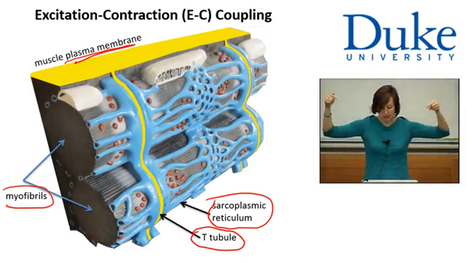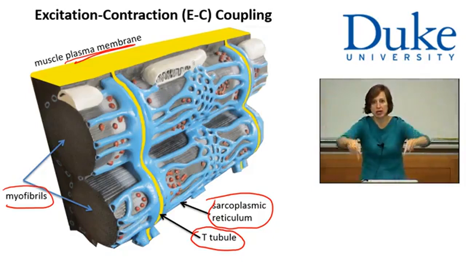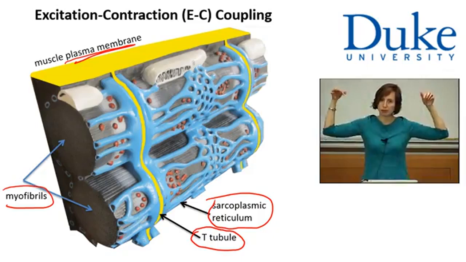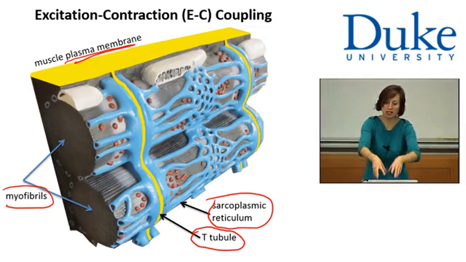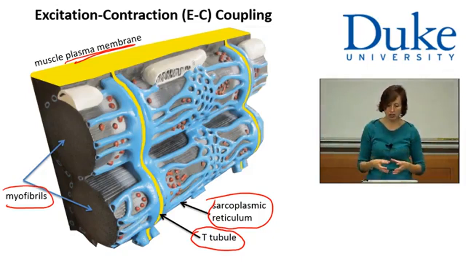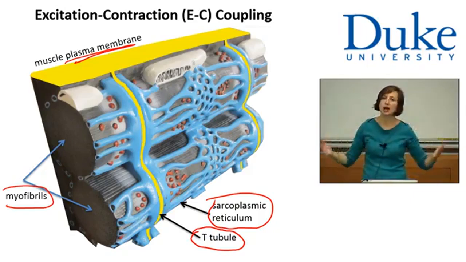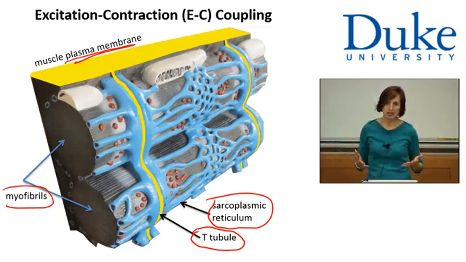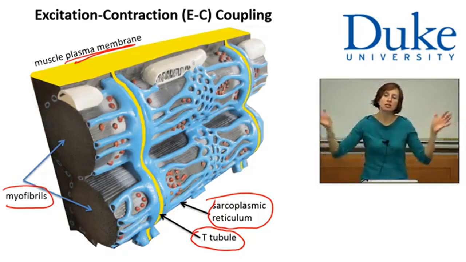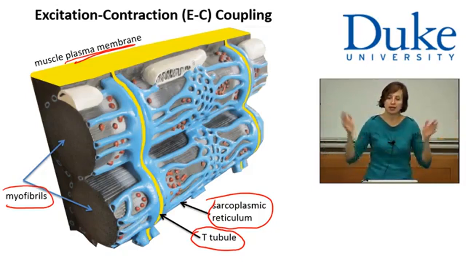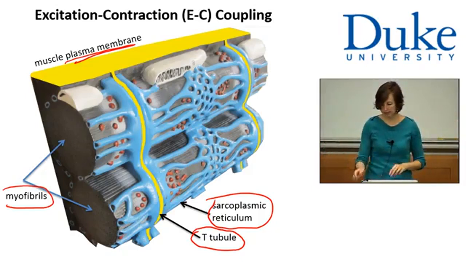And you can see how these T-tubules are just going to continue into the muscle fiber or cell, which is going to bring that action potential all the way into the center of this fairly large cell in order to have efficient excitation-contraction coupling, which is going to be essential for having that whole muscle cell contract in a coordinated fashion.